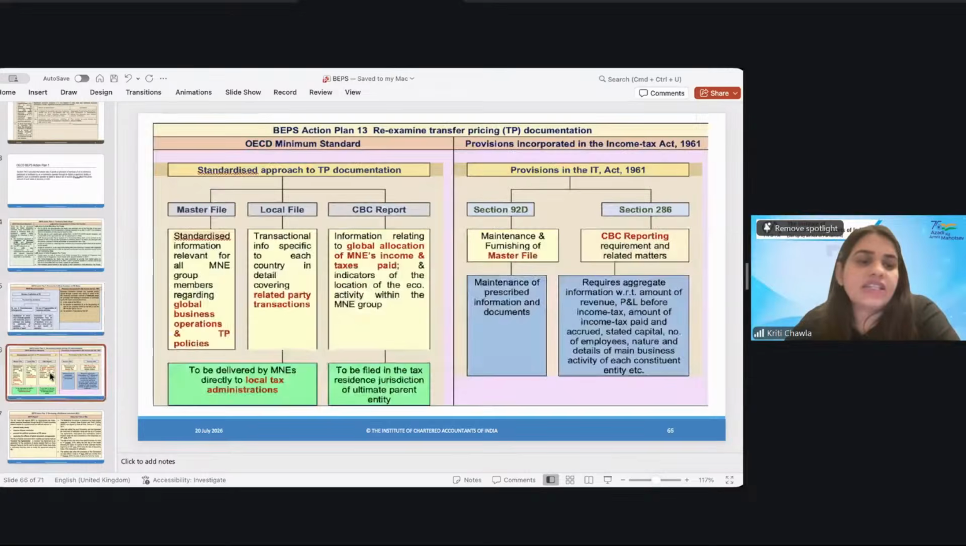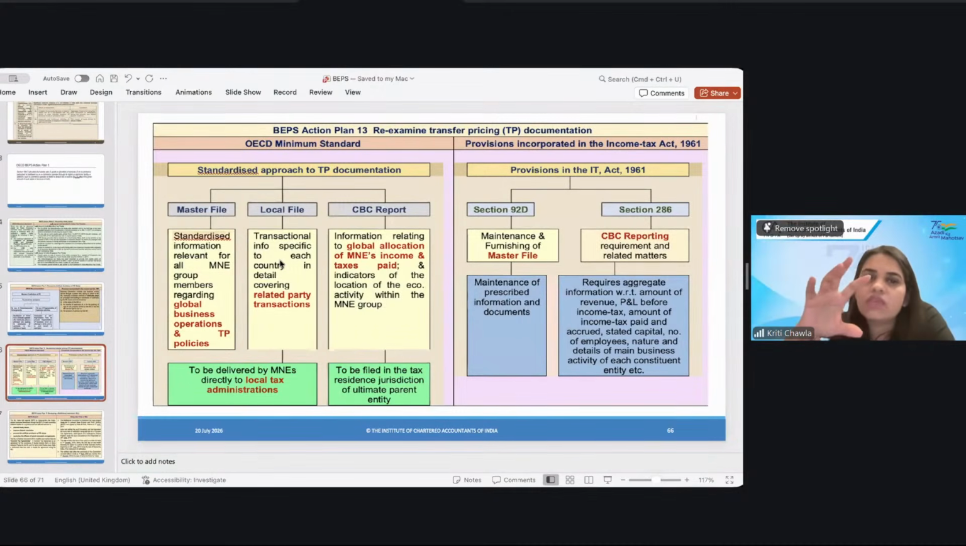Okay, so the next action plan that we have is Action Plan 13, which is re-examining transfer pricing documentation. This is something that we discussed yesterday also, but just to give you a recap very quickly, OECD came up with a minimum standard of Action Plan 13, where they introduced a standardized approach to transfer pricing documentation. They said that there should be a three-tier documentation structure provided. And this should consist of something called a local file, a master file, and a country by country report.